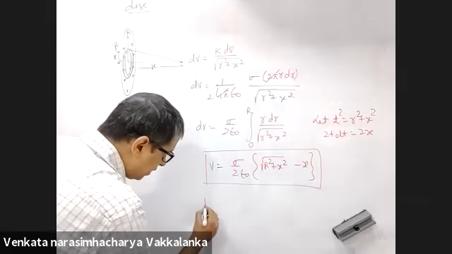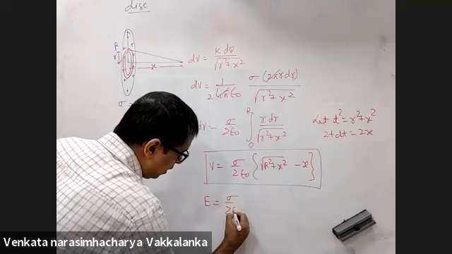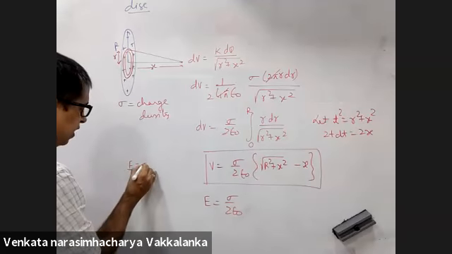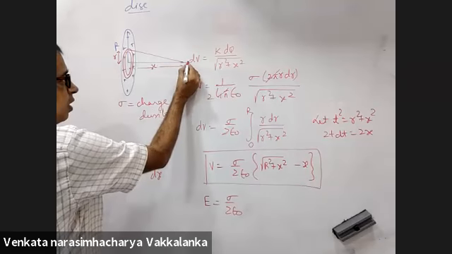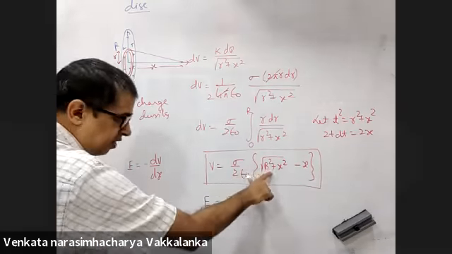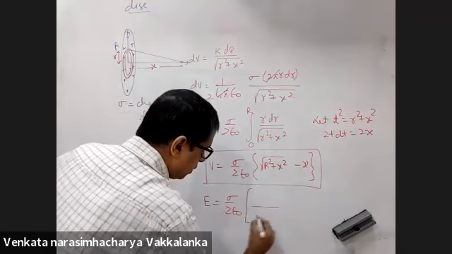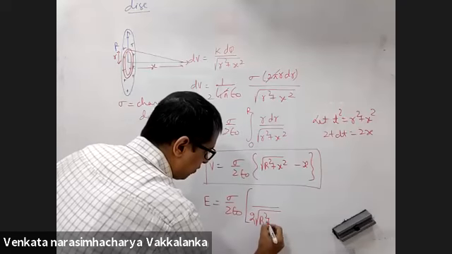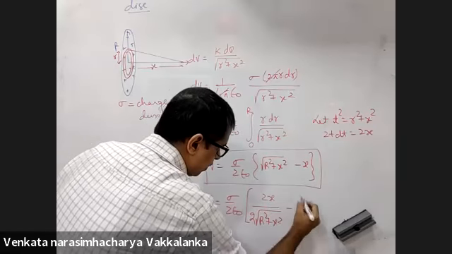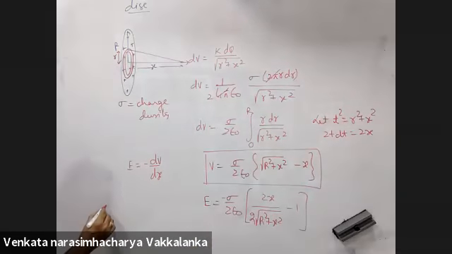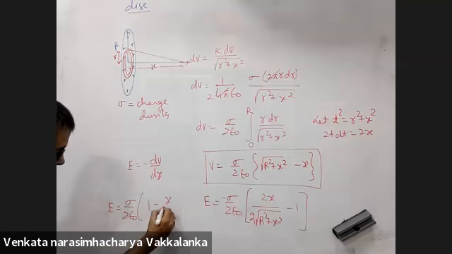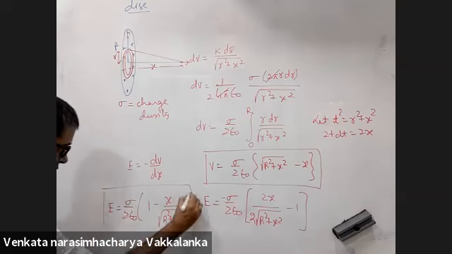Now I want the field. Sigma by 2 epsilon naught. How do I get the field? Minus dV by dx. I'll move by a distance of dx. Differentiate this with respect to x: 2 root over of r square plus x square to x, minus 1, obviously with a negative sign. So what will be the expression for field? Sigma by 2 epsilon naught, 1 minus x by root over of r square plus x square.